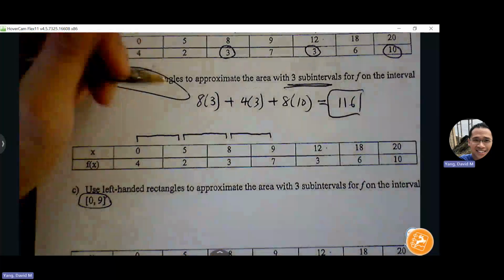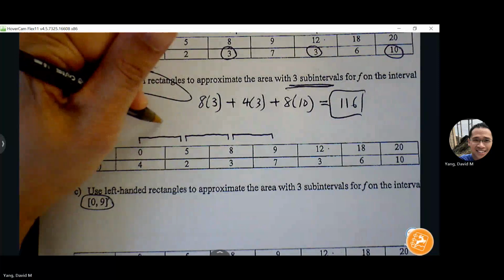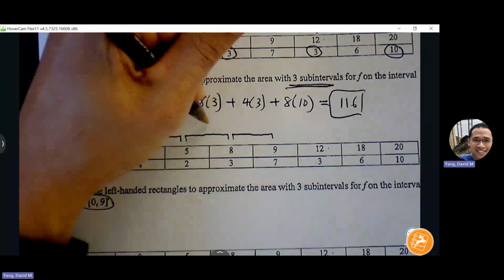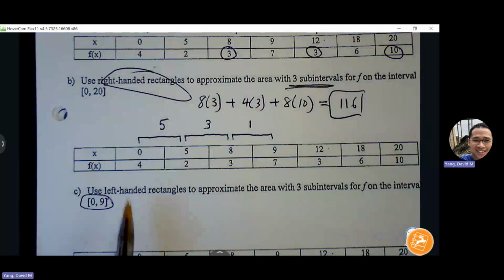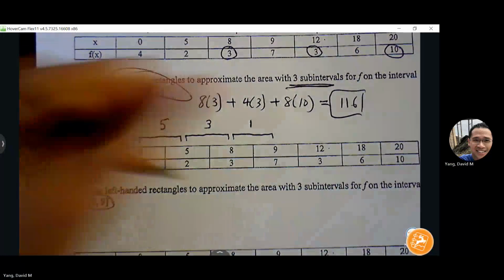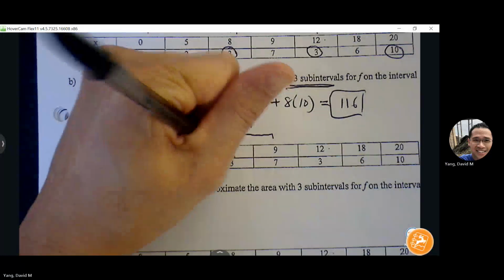Okay? So the width of my first rectangle is 5. Second rectangle, 3. Third rectangle, 1. Left-handed rectangle. So my first rectangle will have a height of what? Then 2, 3. Okay.